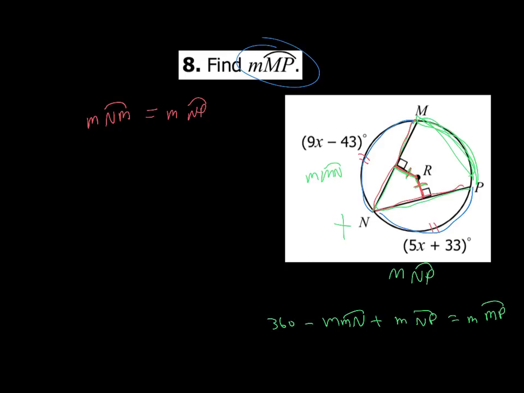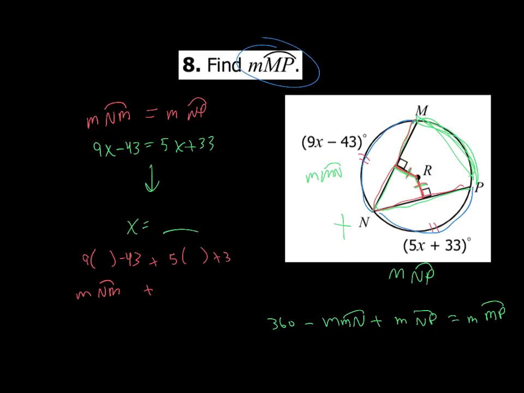Let's first double back to our original statement. First of all, 9x minus 43 is equal to 5x plus 33. Now go ahead and trudge through the algebra to get a value of x. When you're done with that, 9 times that value minus 43 is worth the measure of NM. I'm going to add that to 5 times the value of x plus 33. That's going to give me the measure of NP.